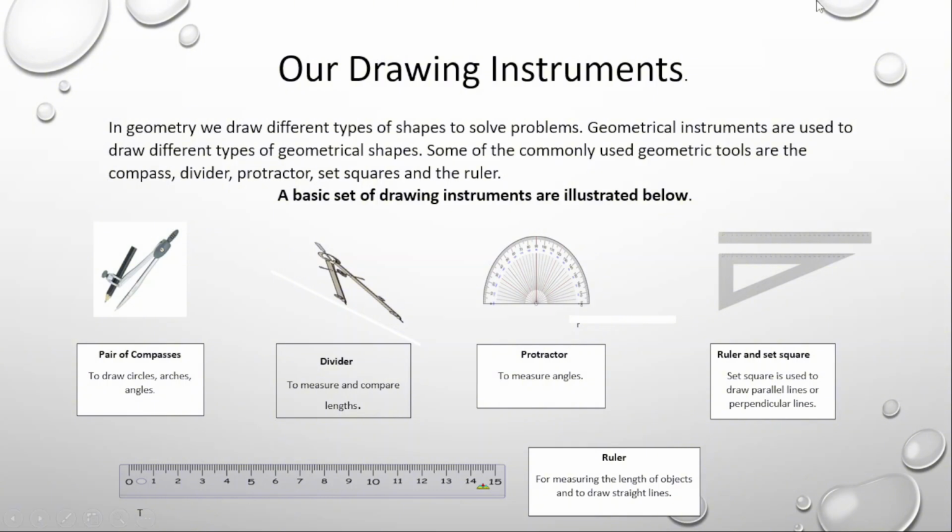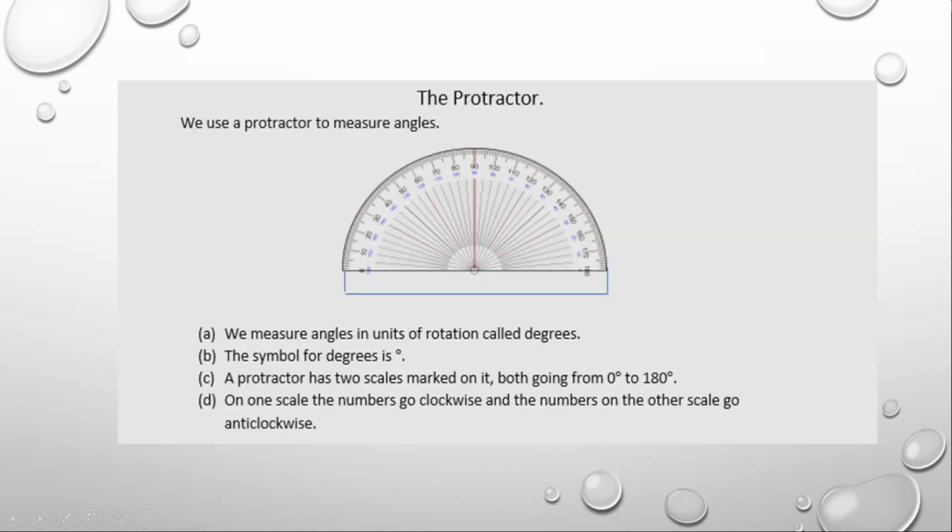Right, first of all, here we have a protractor, and we use a protractor to measure angles. Now we measure angles in units of rotation called degrees. And you can see there, that is our symbol, a little naught, always at the top of a number. Now a protractor has two scales marked on it, both going from 0 to 180. So you see there's our naught, right? 10, 20, 30 going right around clockwise to 180 over there.